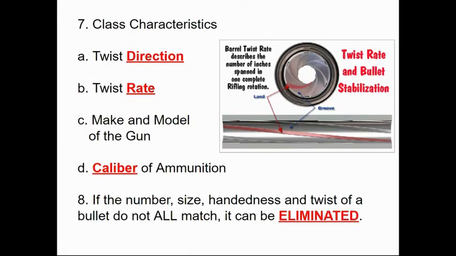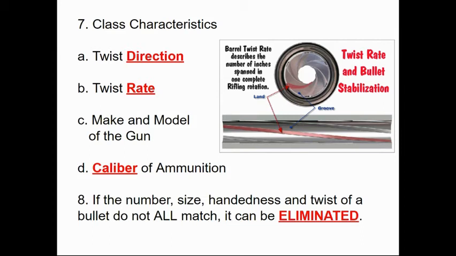So putting them in a big group, again, these are class characteristics. The twist direction, did those spirals go to the right or to the left? What was the twist rate? Remember, we talked about this in a previous video. Was it 1 to 10, for example? Can we figure out the make and the model of the gun? What's the caliber of the ammunition? All of these things are great.